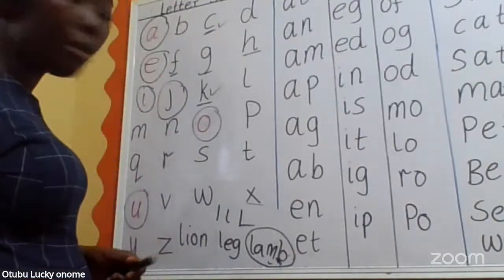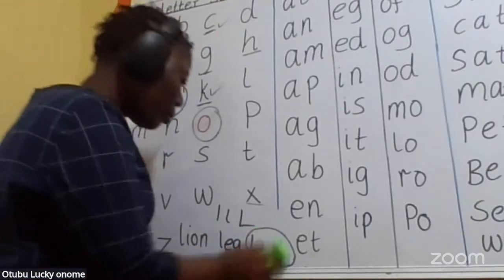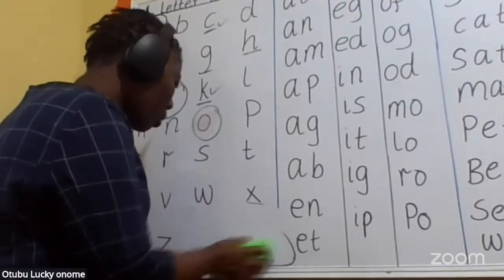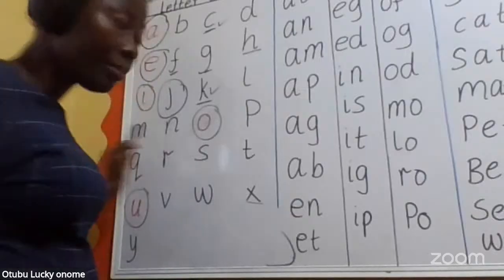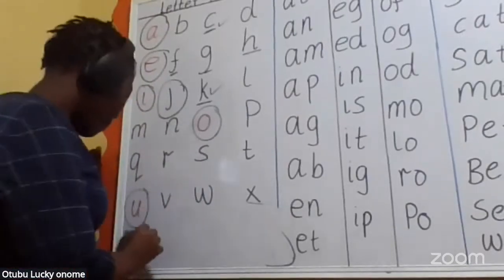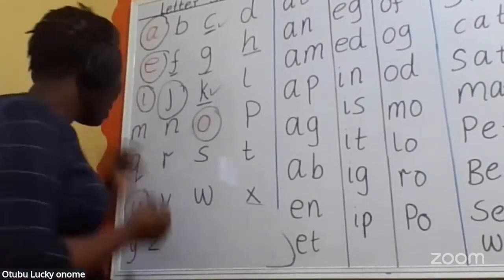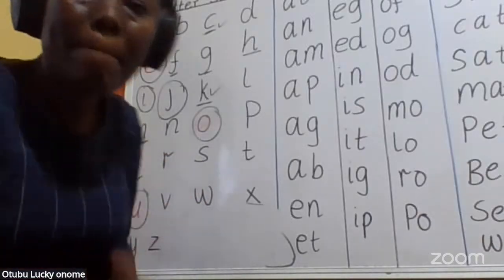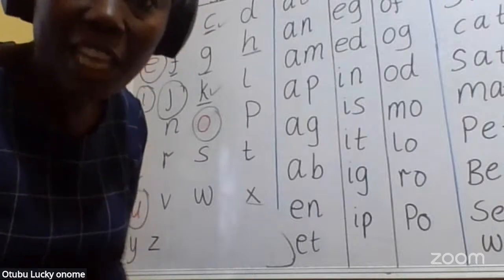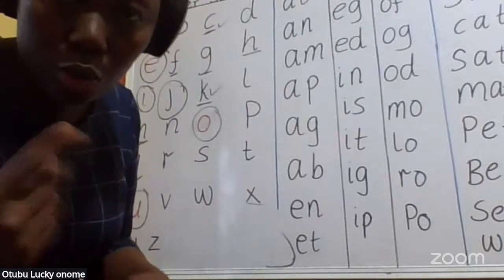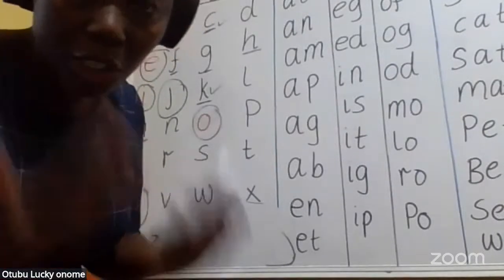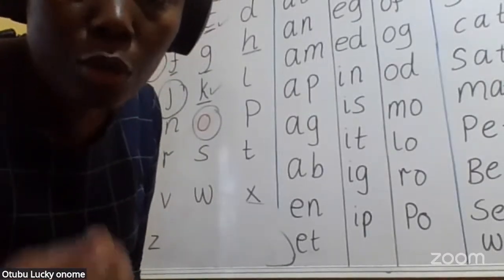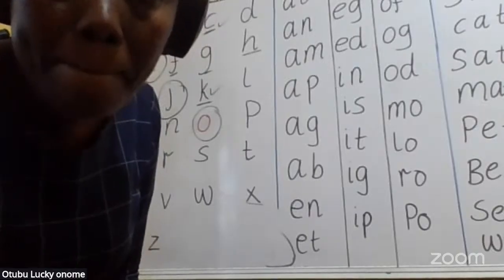So the next sound we are looking at is m. When you're saying this sound, you close your mouth, but I must hear you. Mmm. You must close your mouth to say this sound, like this.